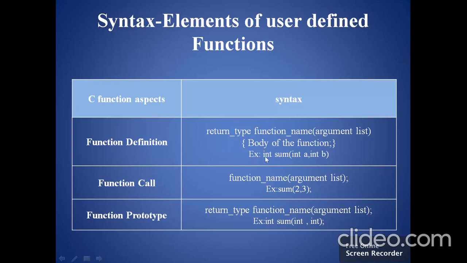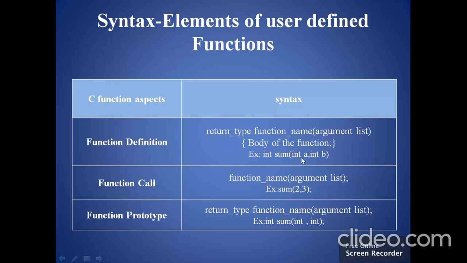So consider the example int sum. Inside the bracket, we will have int a, comma, int b. This int represents the data type of the value the function will return to the main program. Then sum represents the name of the function. Then inside the bracket, we will have int a, comma, int b. Here a and b are variables.